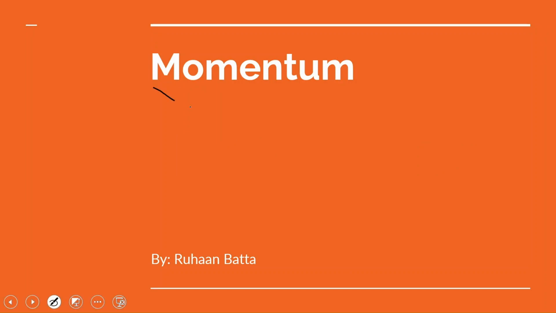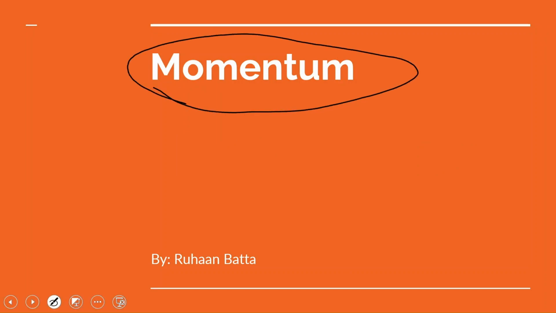Now let's start with momentum for IGCSE physics. So what is the formula for momentum? Momentum is equal to mass into velocity, which can be written as P is equal to mv.